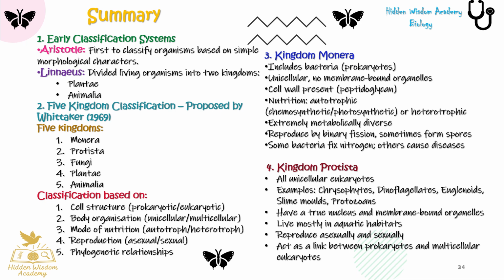4. Kingdom Protista. All unicellular eukaryotes. Examples: chrysophytes, dinoflagellates, euglenoids, slime molds, protozoans. They have a true nucleus and membrane-bound organelles. Live mostly in aquatic habitats. Reproduce asexually and sexually. Act as a link between prokaryotes and multicellular eukaryotes.